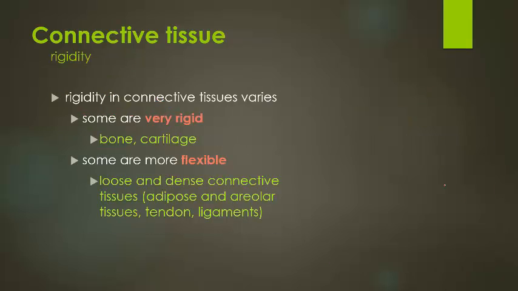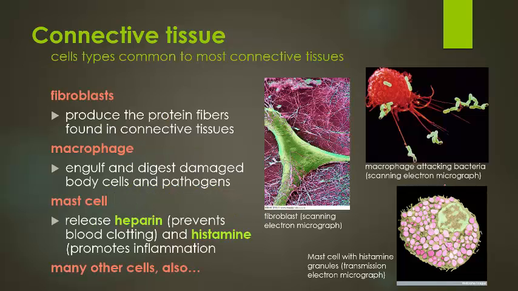All right, some more characteristics of connective tissues. Rigidity is another characteristic that we see. And there's a variety of rigidity in connective tissues. Some are very rigid, like bone, or the stiffer cartilages, and some are much more flexible, like the loose and dense connective tissues. Adipose and areolar tissues are both loose connective tissues. Tendons and ligaments, those are dense connective tissues, but they tend to be very flexible.